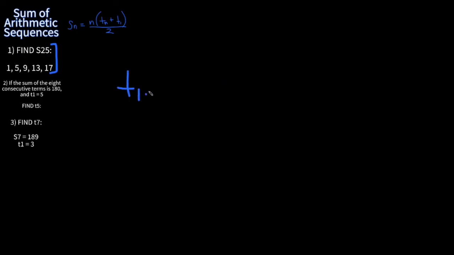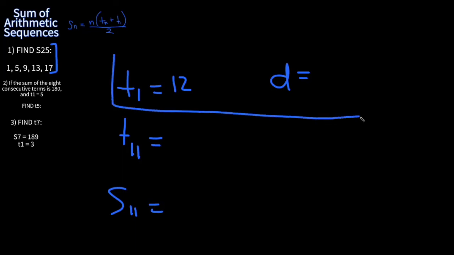So let's say T1 is equal to 12, and we know that T11 is equal to something else, but obviously to calculate the sum I have to actually solve this. So let's say that they give us D so that we can solve T11, so that we can solve the sum of 11. So this is what the question will ask us: solve the sum of 11 if T1 is equal to 12 and D is equal to 6.